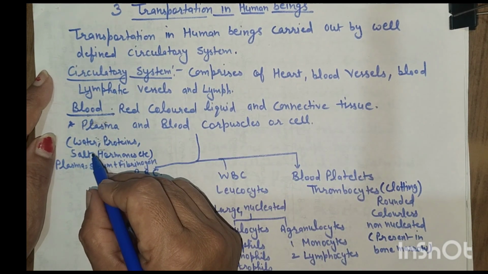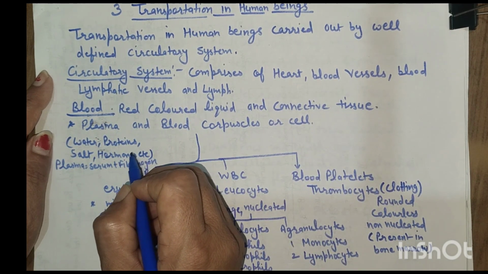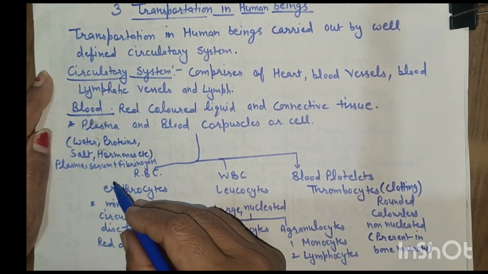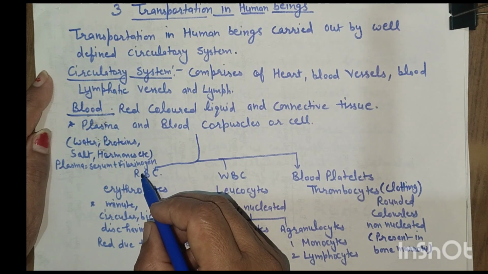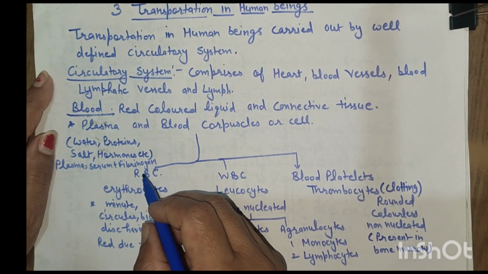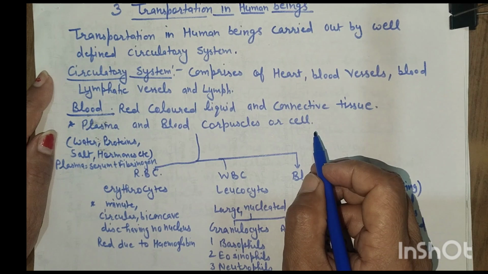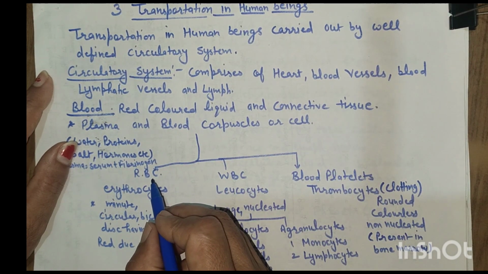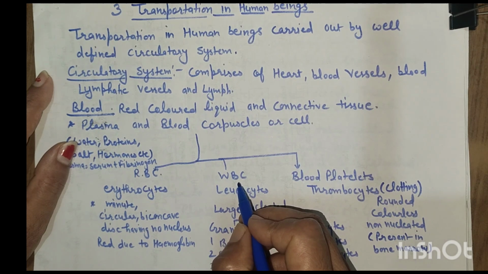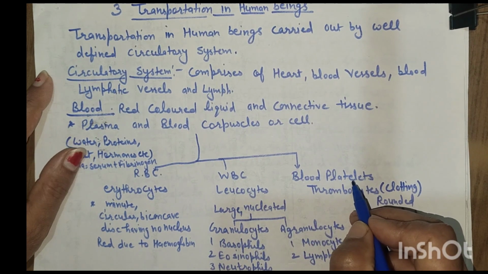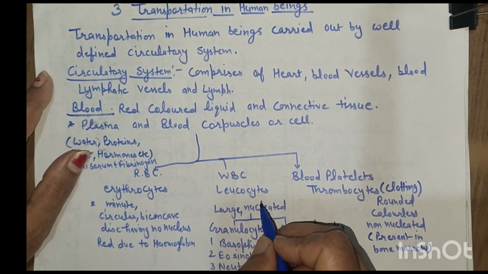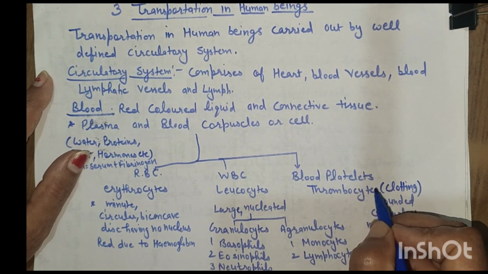Plasma is a water-like substance. It consists of certain proteins, salts, hormones, etc. And plasma consists of serum and fibrinogen. Blood corpuscles or blood cells are of three types: RBC, red blood corpuscles, WBC, white blood corpuscles, and blood platelets. RBC are also called erythrocytes. WBC are also called leukocytes. Blood platelets are also called thrombocytes.